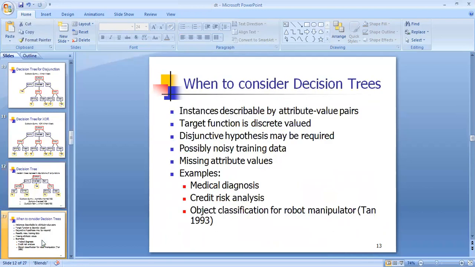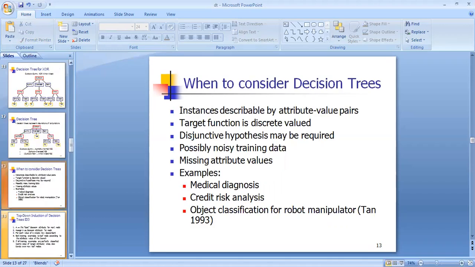So when to consider a decision tree? When you are going to consider the decision tree, the instances are describable by attribute-value pairs. Also for missing attribute values, like medical diagnosis and credit risk, you are going to use decision trees. So it is a theoretical part.